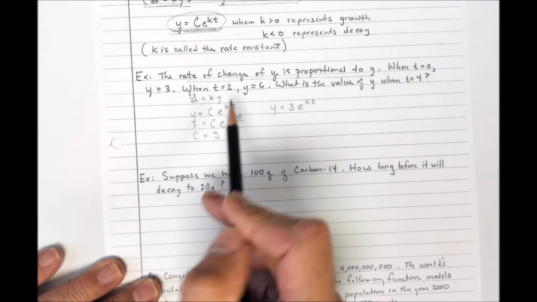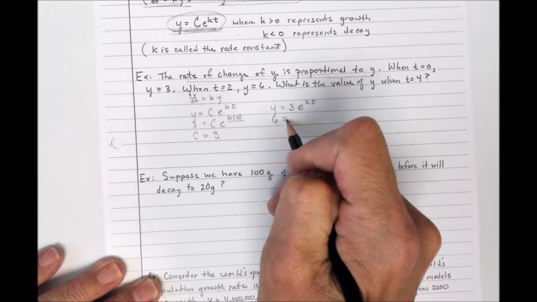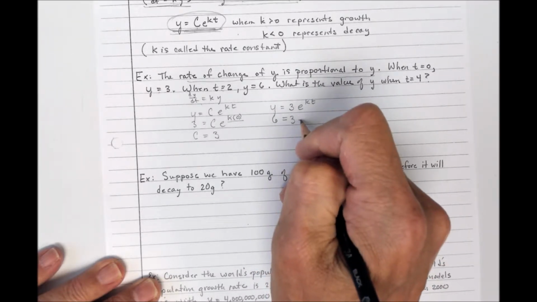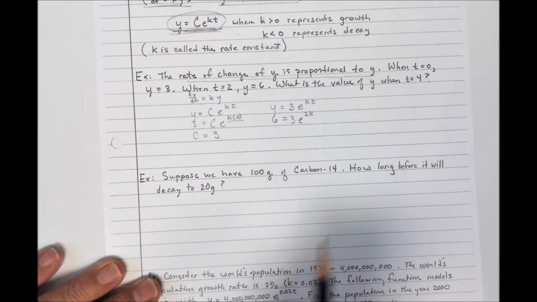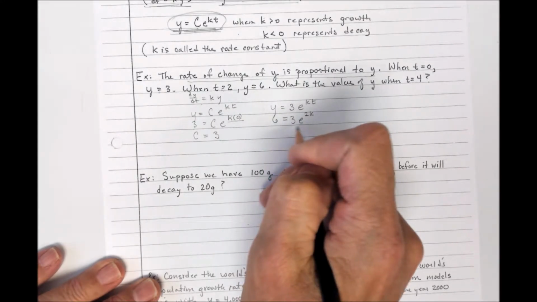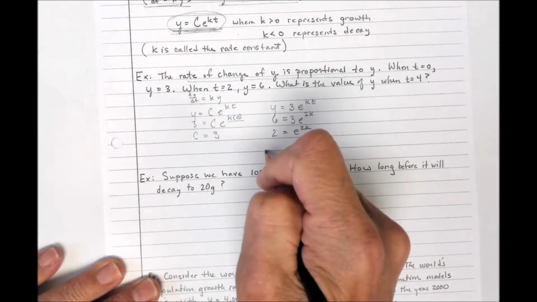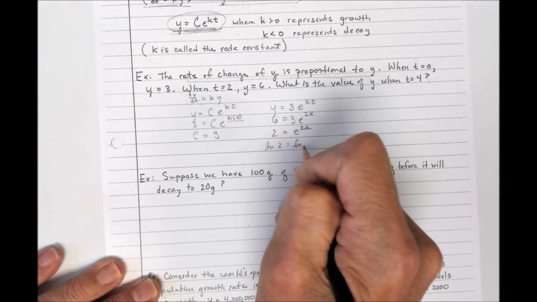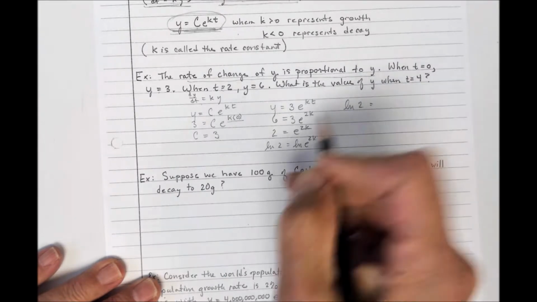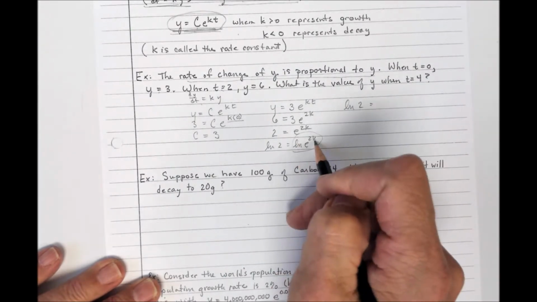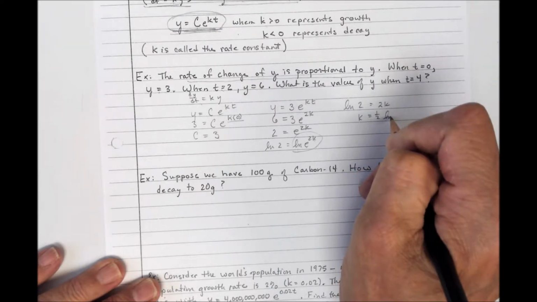Then it says, when t is 2, y is 6. And t is 2, so that's going to be 2 times k. I'm going to divide both sides by 3. I'm solving for k. I'm going to take the natural log of both sides. So I'm going to get the natural log of 2 is equal to, now this guy right here, I have the natural log of e raised to a power, it's just that power. So I get k is equal to 1/2 the natural log of 2.